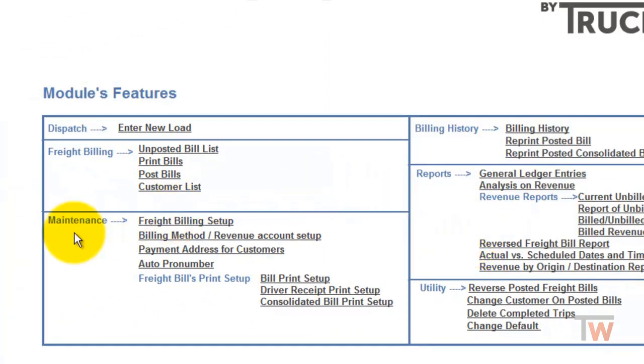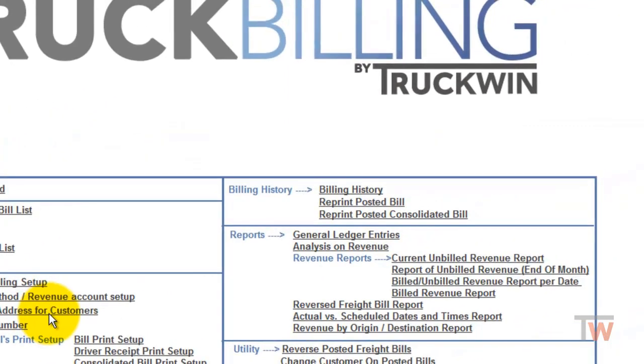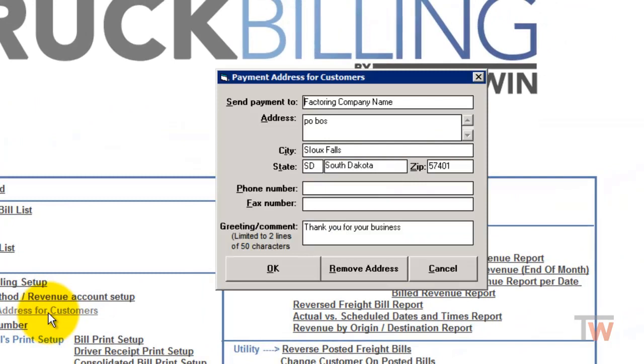The next thing under maintenance is payment address for customers. This is what's going to print in the upper left hand corner of your screen. In this example here, I've entered a factoring company. This is where you could enter your factoring company name and address in, and that will allow you to have that printed on your invoice for you if customers are to remit payment to your factoring company.